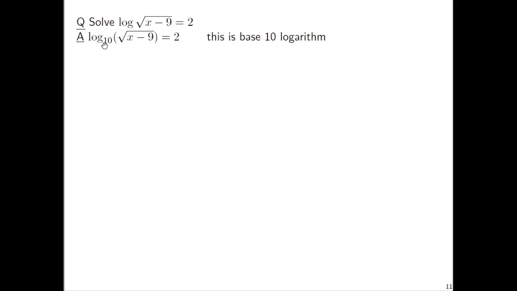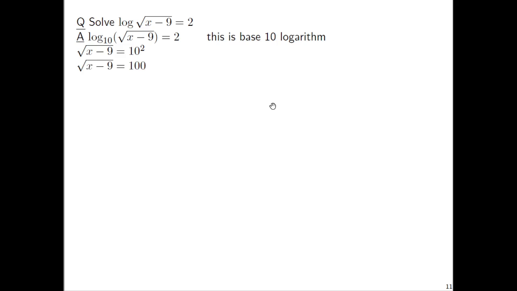So, look, we've got a logarithm on one side, we've got a constant on the other. Use the definition of logarithm. So 10 to the 2 is equal to root x minus 9. You can swap the two sides of the equation if you want. So root x minus 9 equals 10 to the 2. Let's go ahead and simplify the 10 to the 2.